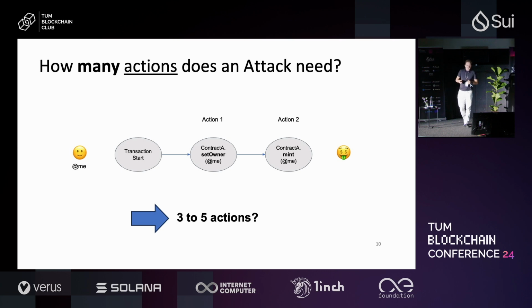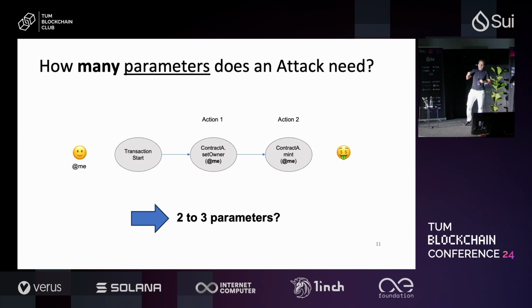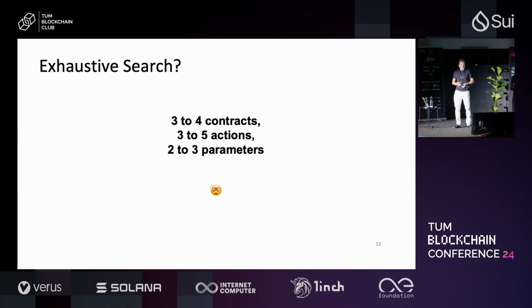Now the next question is, how many parameters does an attack need? In my really simple example here, there's only one parameter, an address. We send something to an address, me. So most attacks only need maybe 2 to 3 key parameters. There's a lot of noise typically in blockchain transactions. They look far more complicated than they actually are. So I always encourage you to really distill the essence of an attack to understand the core.